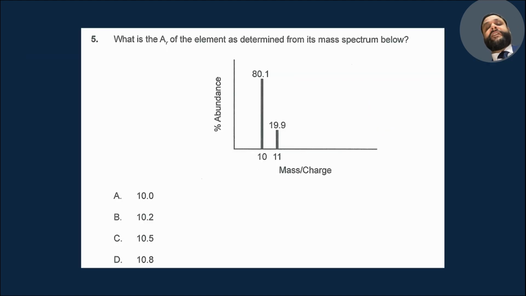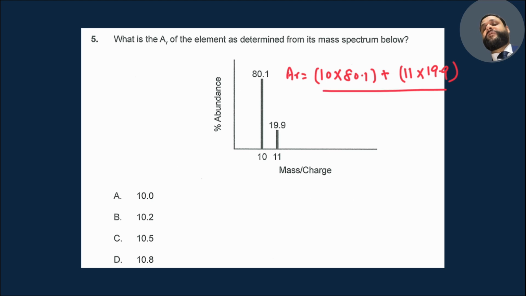Question 5. Finding the AR of an element. This question can be answered in two ways. The first way is using the formula. So AR will be equal to the relative isotopic mass of the first isotope times its abundance, plus the mass of the second isotope times its percentage abundance, divided by 100. If we solve this, that will come as 10.2.